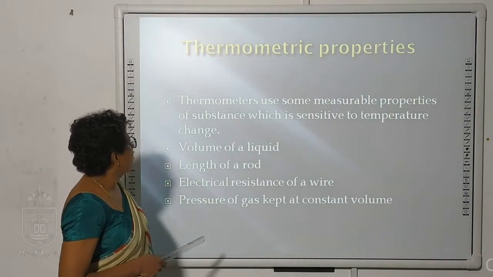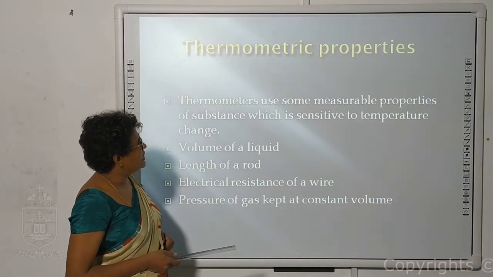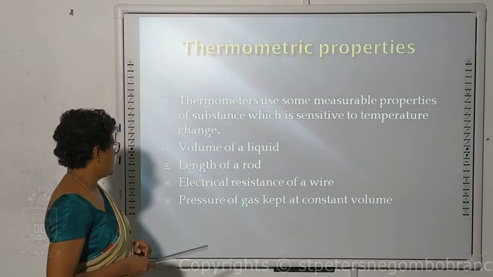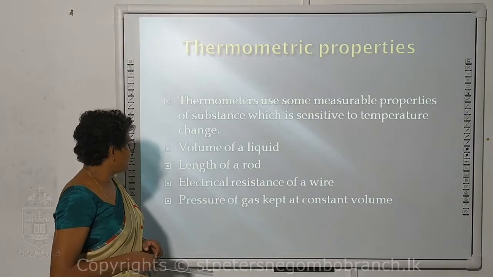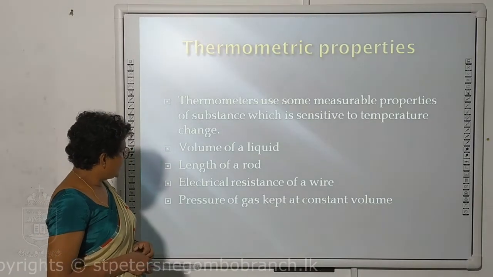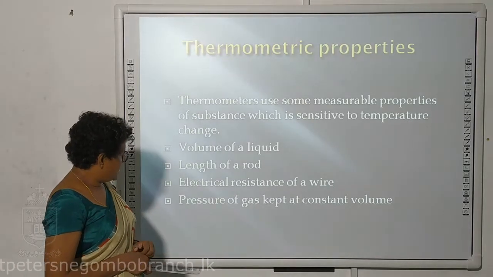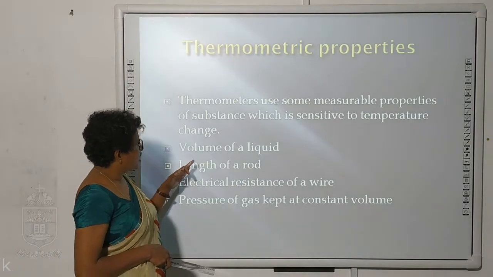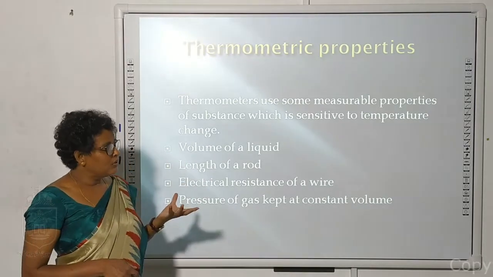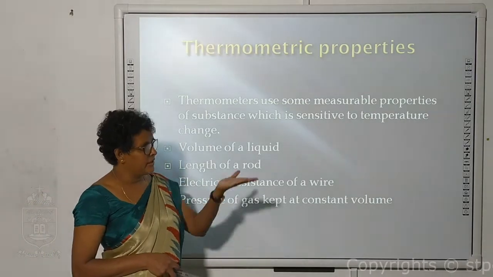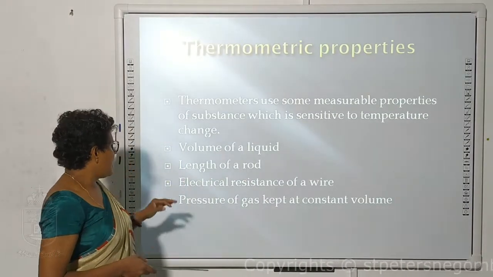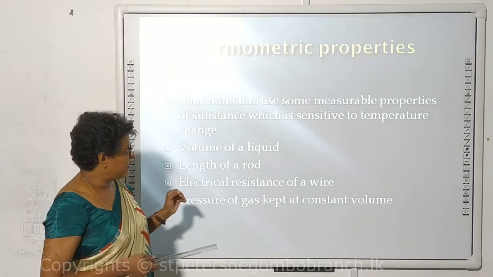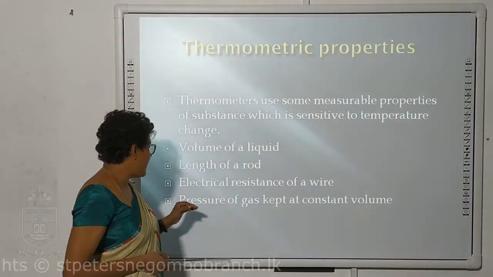Thermometric properties. Thermometers use some measurable properties of a substance which are sensitive to temperature change: volume of a liquid, length of a rod, electrical resistance of a wire, pressure of a gas kept at constant volume. Now see, volume of a liquid. If you heat a liquid, it will expand. And the length of a rod is the same. If you heat the rod, it will expand. It will show a linear expansion.